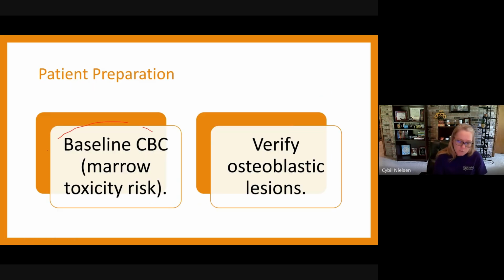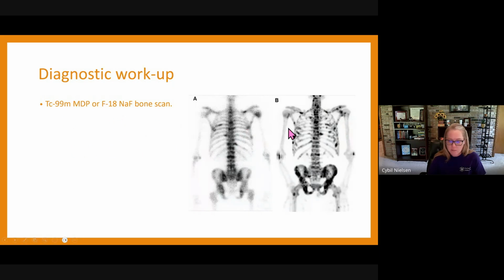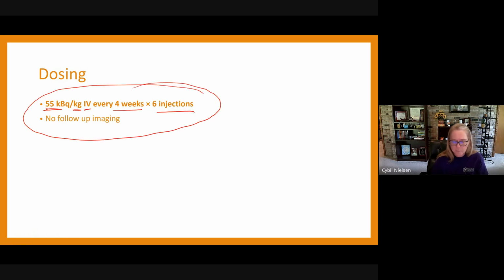All right, so we're going to do a baseline CBC because we need to make sure that they have enough function making blood cells before we give them something that's going to go basically to the bone and hurt that. Verify osteoblastic lesions. There's the MDP or the sodium fluoride workup. All right, this one, the dosing is kind of hard. 55 kilobecquerels per kilogram IV every 4 weeks, 6 injections. So maybe do a couple calculations on that to make sure that you know that before you go in.